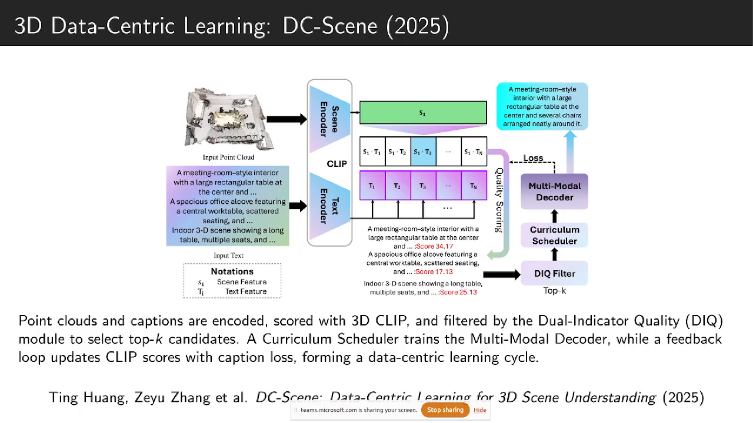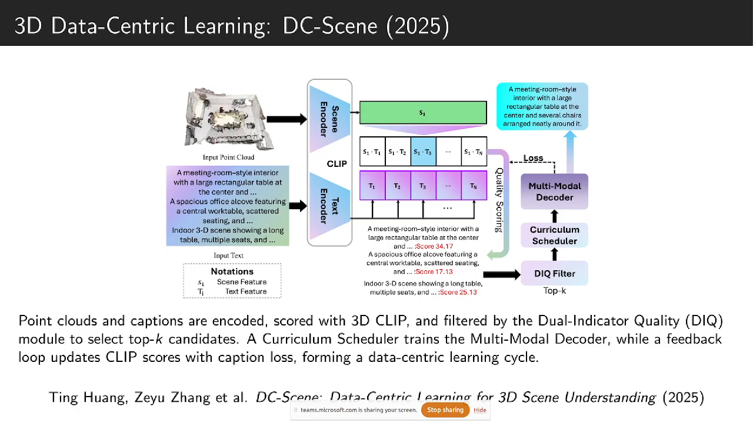So we then follow 3D CoCa. We directly use our pre-trained 3D CLIP as a data filter. We design a dual indicator quality, let's say DIQ, model that selects the most important data, for example the top 75% of the whole data, and we get a better quality subset, which we then use to train a new model to approach the full training. So that's the core idea of data-centric learning.